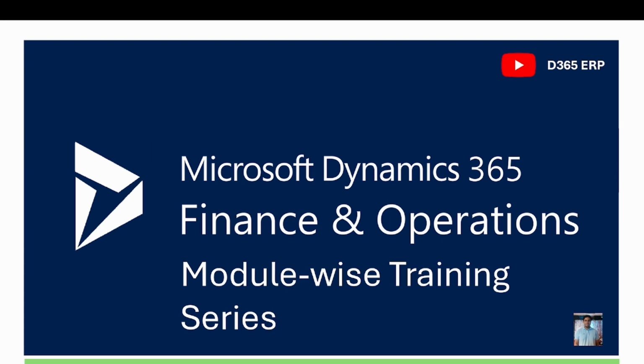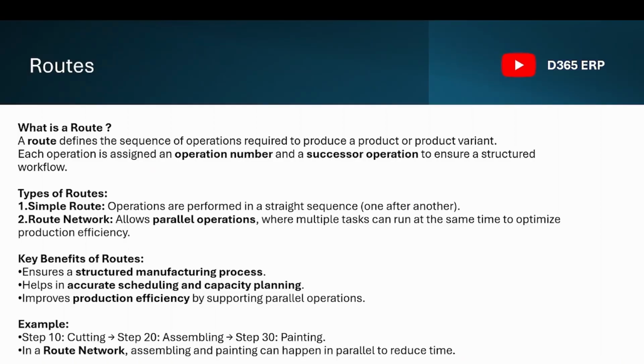In this new episode of our production control module, we are going to discuss a very important part of the production cycle, which is route. We are going to discuss the route group and the route version.